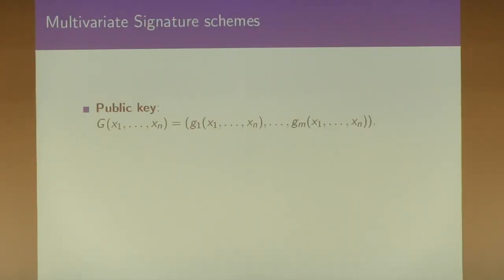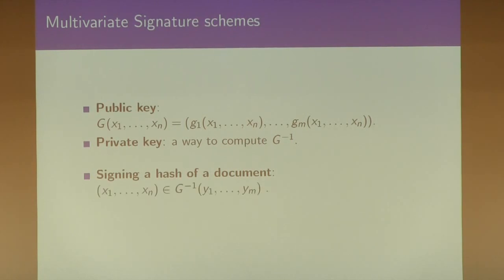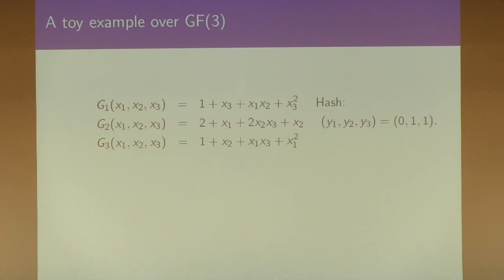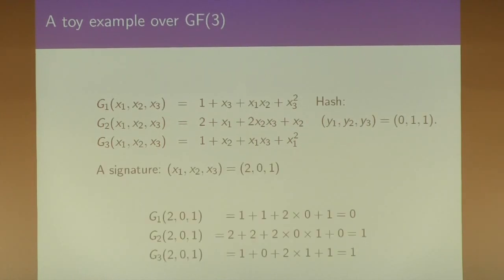Before I go on, let me briefly talk about the signature schemes again. So again, the public key, the private key is computed inverse. Signing is computing the inverse of the value, and the verification is about computing the value. So that is it. And then there's a toy example like this.